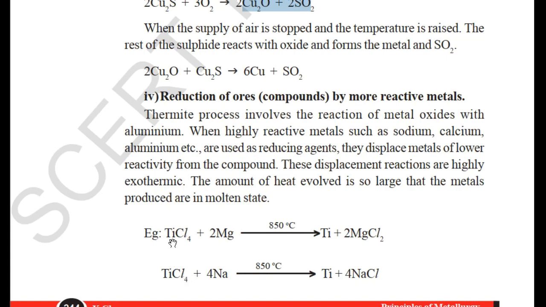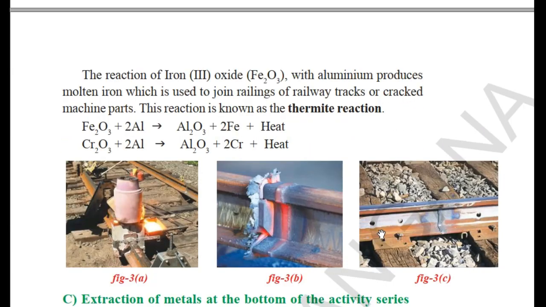Okay, so here we have tin, TiCl. Magnesium is a metal, and here you are using sodium. So to remove this tin, they are using magnesium and sodium, highly reactive metals. This is nothing but the displacement reaction you have already learned in the second chapter. The amount of heat involved is so large that the metal will be present in the molten state.